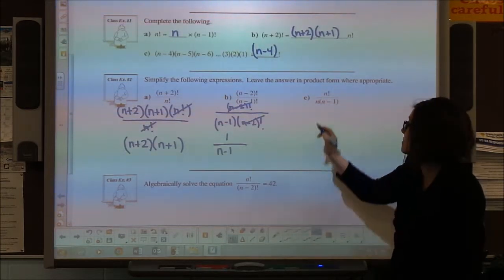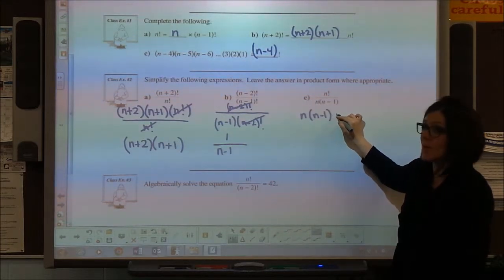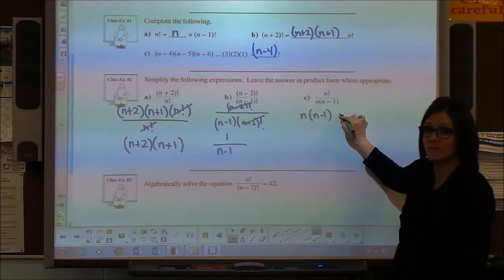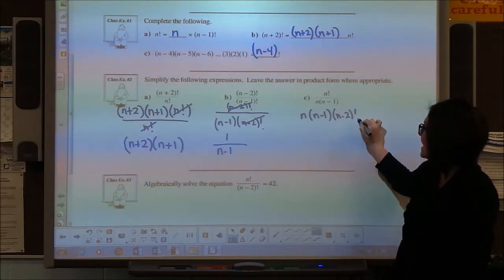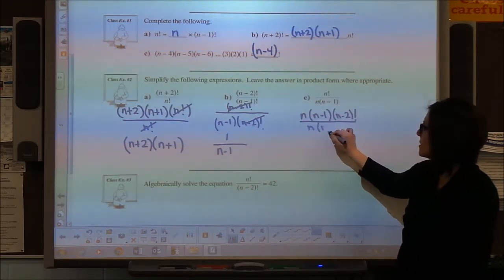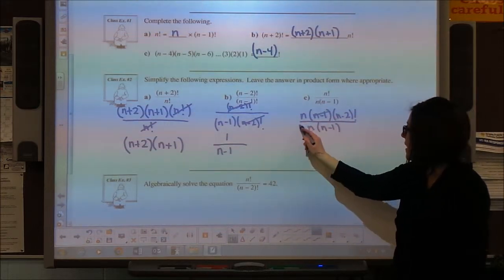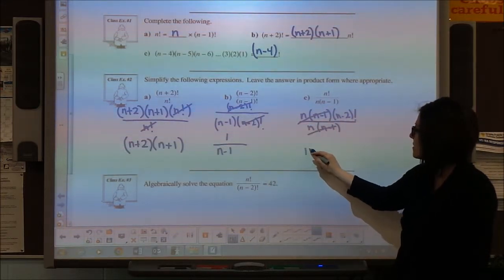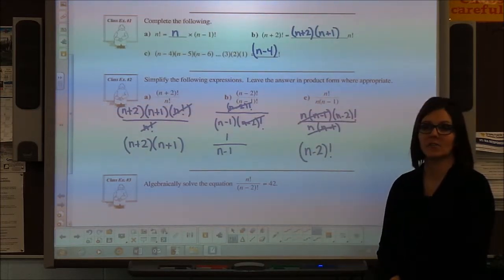Get the n times n minus 1 over the top. N times what else? What's after n minus 1? N minus 2. But I don't really need anything after these two because I'm trying to cancel them off with the bottom. So I can leave this as n minus 2 factorial. So then these all cancel, and what I'm left up to is n minus 2 factorial.